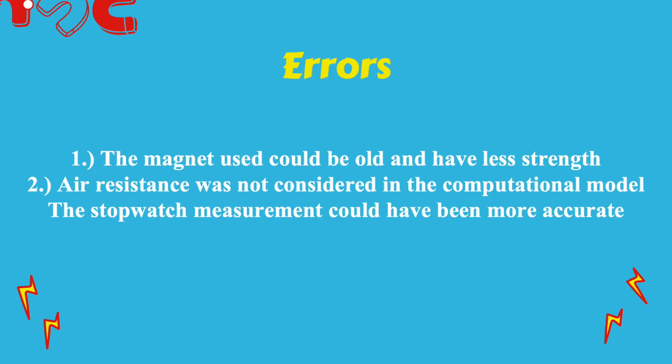Some errors that could have happened during the experiment: we had an old magnet, air resistance was not considered, and the stopwatch measurement could have been more accurate.